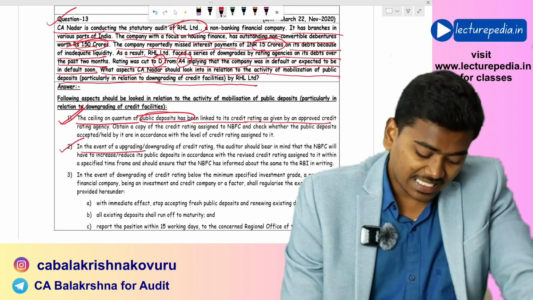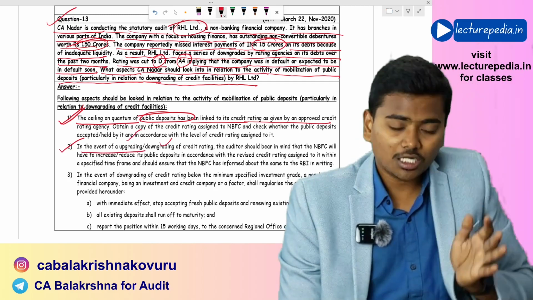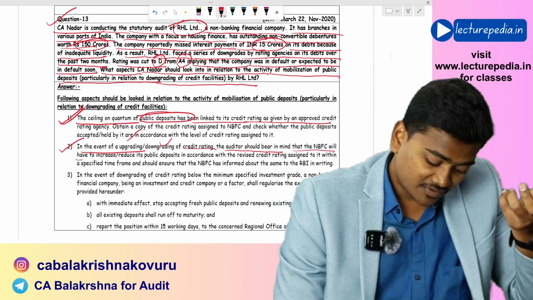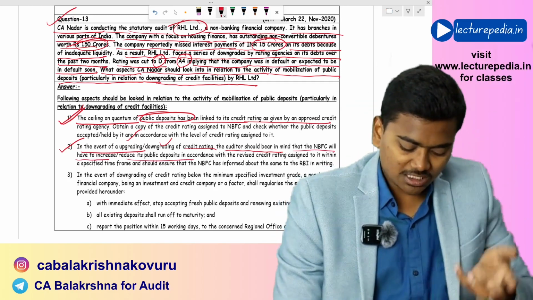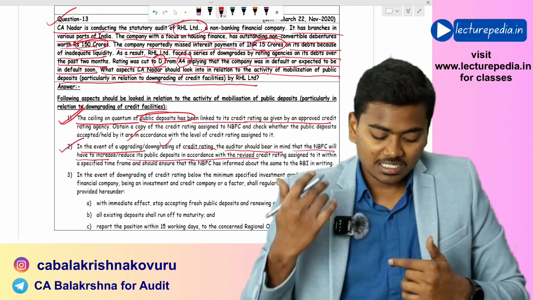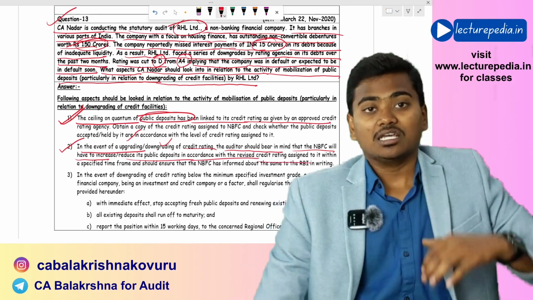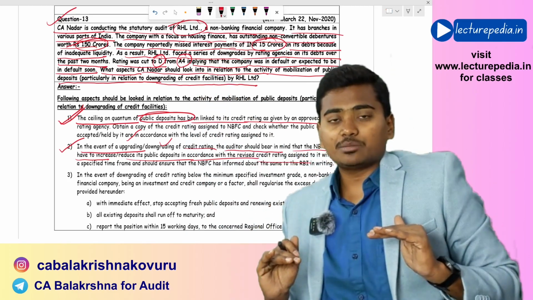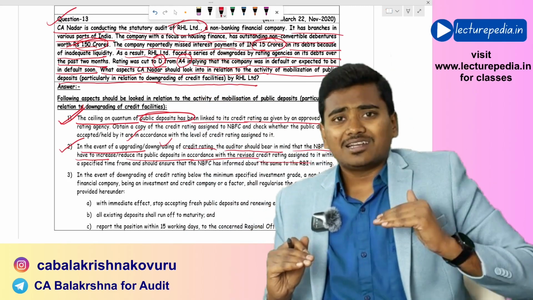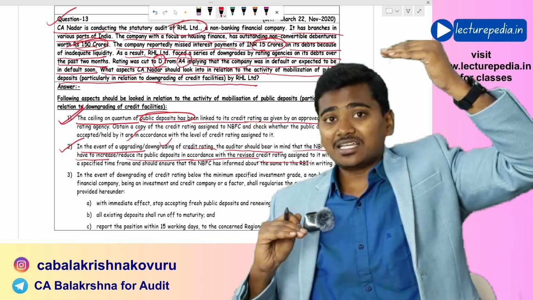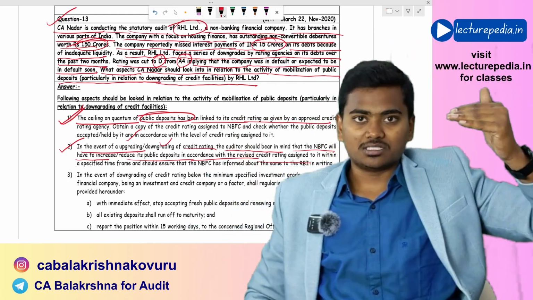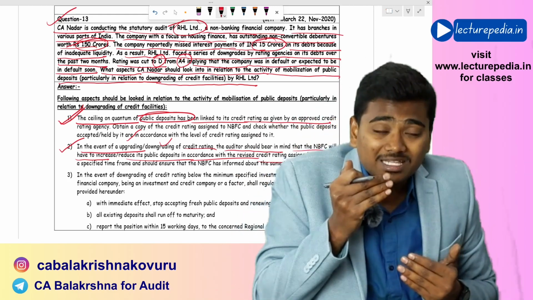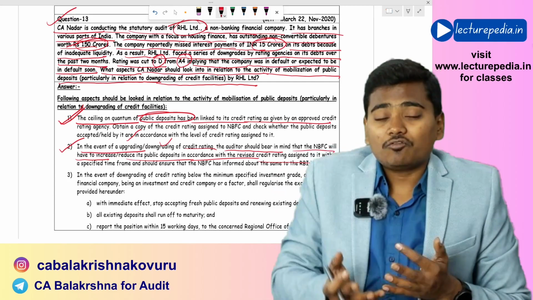Then, in the event of upgrading or downgrading of credit rating, the auditor should bear in mind that the NBFC will have to increase or reduce its public deposits in accordance with the revised credit rating. If the credit rating is decreased, the respective public deposit should also be decreased by the NBFC. If the credit rating is increased, then the NBFC can increase its public deposits. This point has to be remembered by the auditor in case there is any downgrade or upgrade of credit rating.